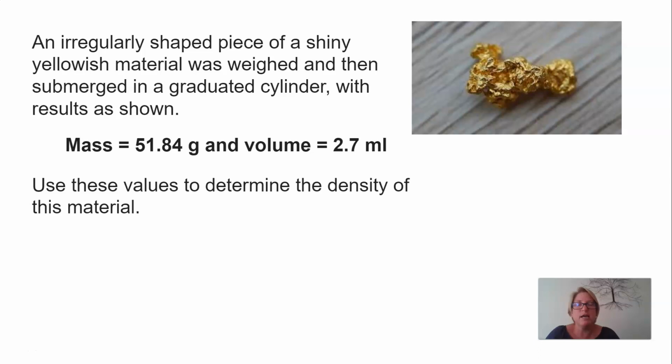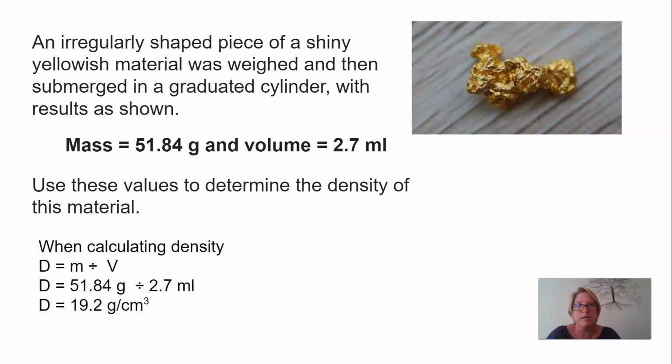So now we're going to take these values and determine the density. Density equals mass divided by volume. So 51.84 grams divided by 2.7 mils, and we get 19.2 grams per centimeter cubed.